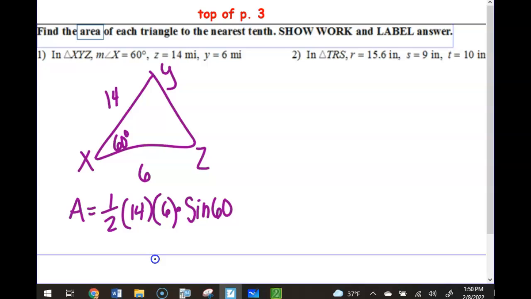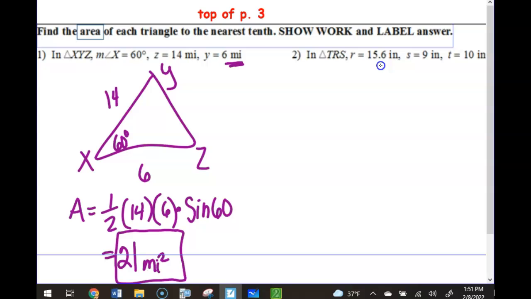What mode should I be in? Which it would say at the top of the page. Degrees, because this is a 60-degree angle. 0.5 times 14 times 6 times the sine of 60. I got 21. And these were miles in the directions up here. So this should be square miles. Good?